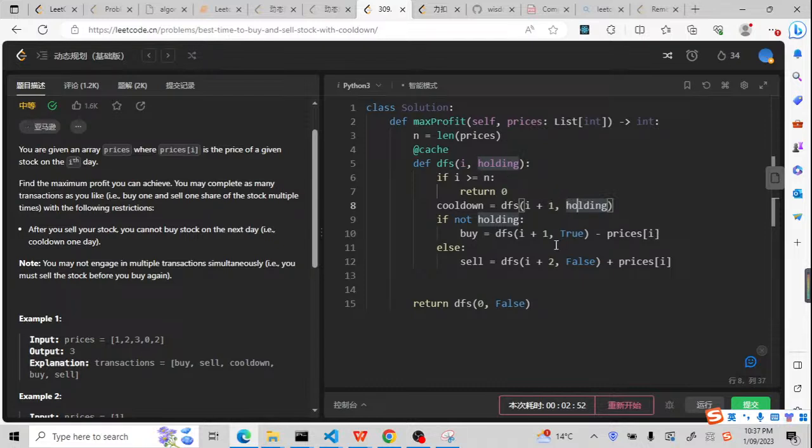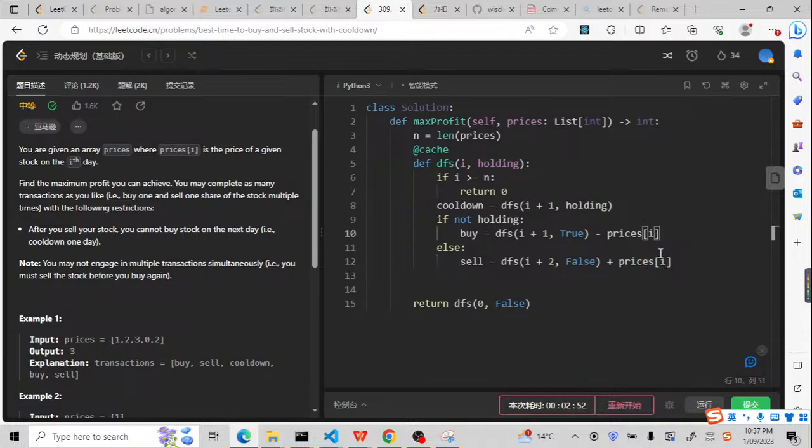If you want to give a true or false, you have to put it inside the if else. If you put it outside, you have to give the holding state. So if it is not holding, my cooldown will still be not holding. If it is holding, my cooldown will still be holding. It means my cooldown state keeps the current state. So this is just the meaning of cooldown. For the cooldown, I cannot get any profit, so I don't need to plus or minus any prices.